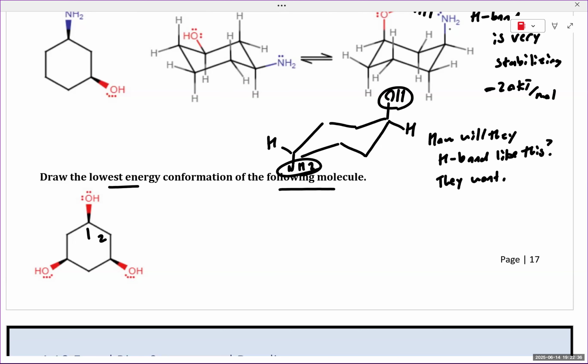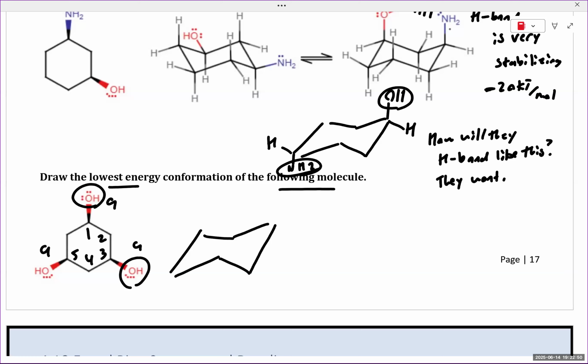Okay, so looking at the relationship, we have 1,3 relationships between these hydrogen bonding substituents. So let's try to place all of these substituents axial and see what happens. So if this is carbon 1, the axial position on carbon 1 will be pointing up. At carbon 3, the axial position points up. At carbon 5, the axial position points up.